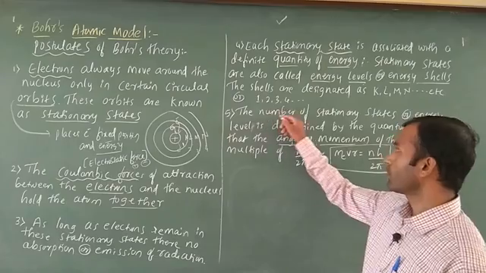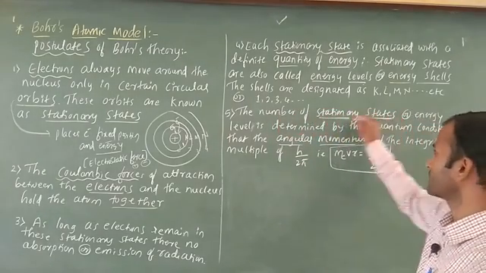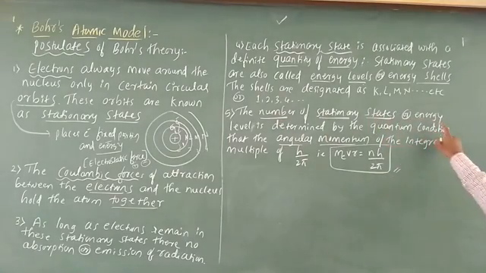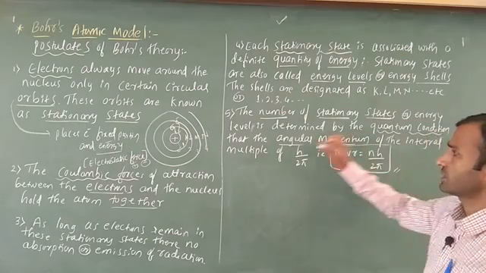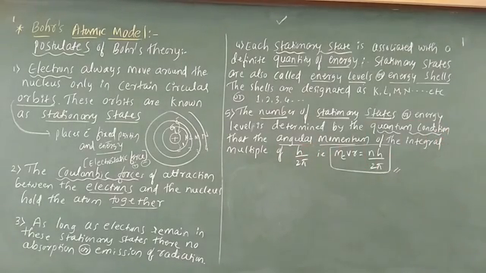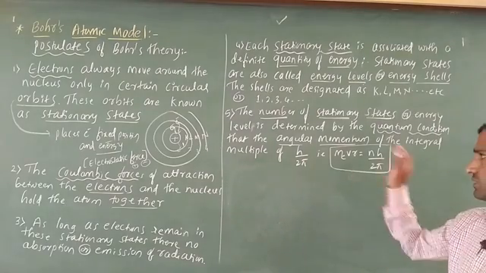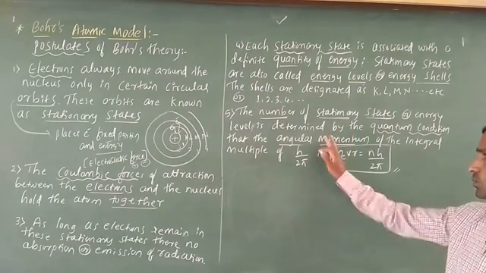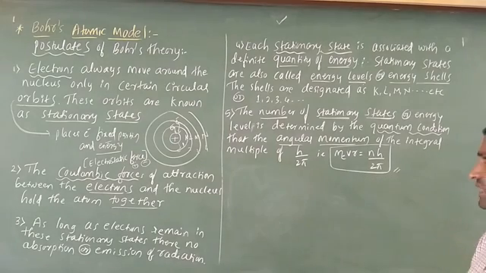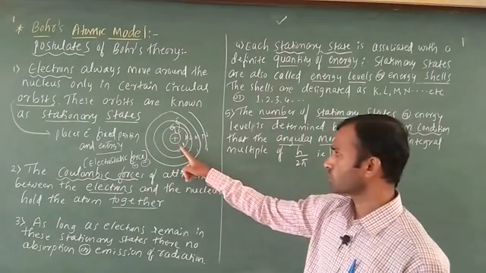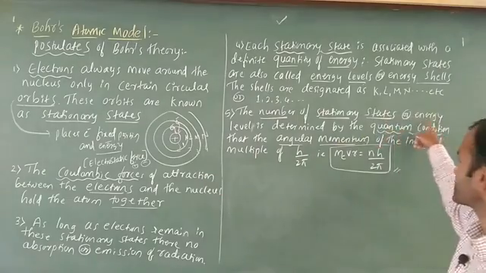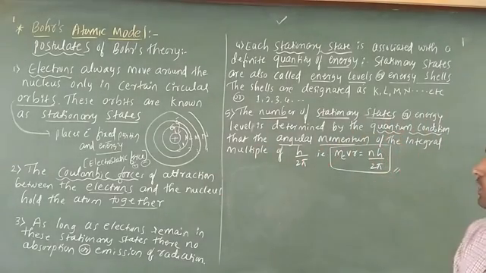Next, the fifth one: the number of stationary states. The number of stationary states or energy levels is determined by the quantum condition that the angular momentum is an integral multiple of h upon 2 pi. This is a very interesting point. The important point here is angular momentum. What angular momentum is, we are going to study; it is slightly related to physics, and I will tell you here only. The number means 1, 2, 3 and so on. The number of stationary states or energy levels is determined by the quantum condition.